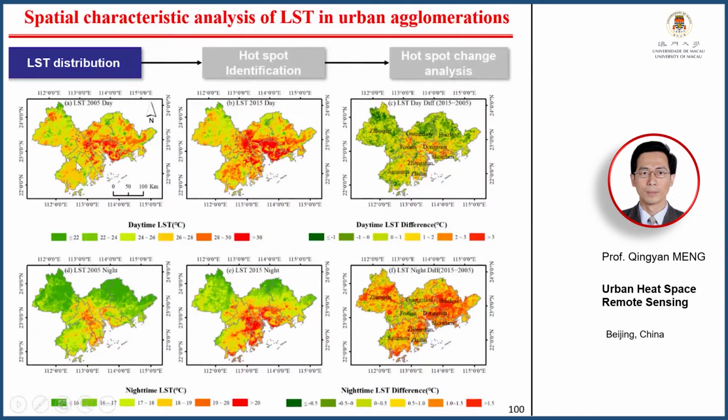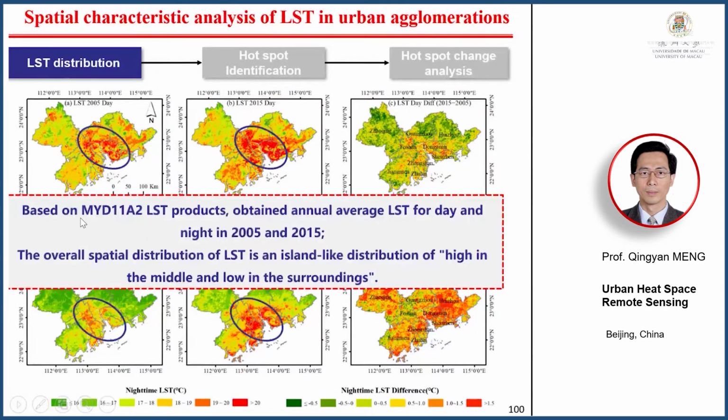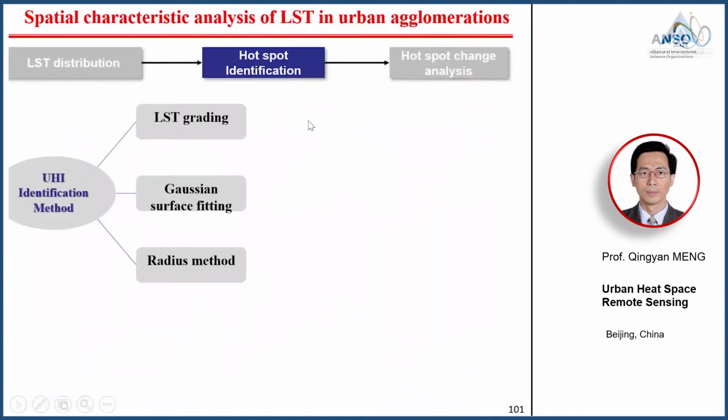Based on the product, we obtained the annual average land surface temperature, day and night, for this period, and the distribution of the heat island is high in the middle and low in the surrounding.